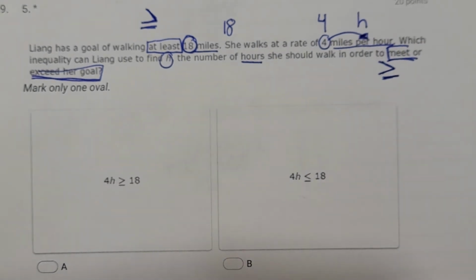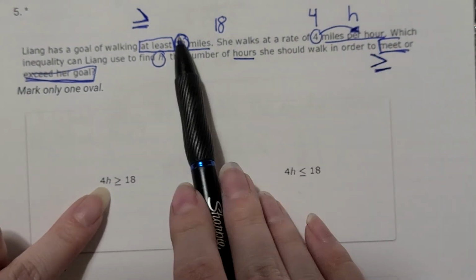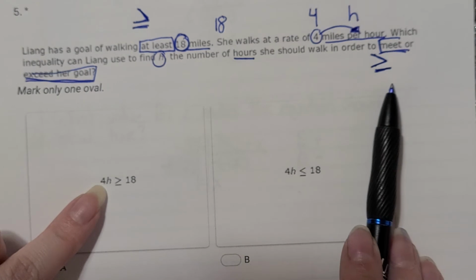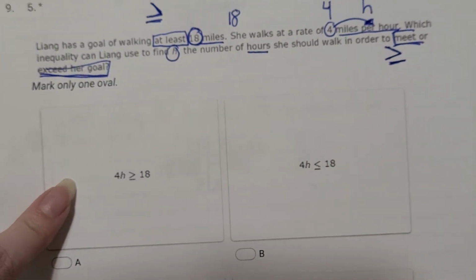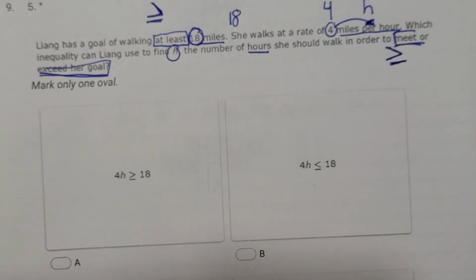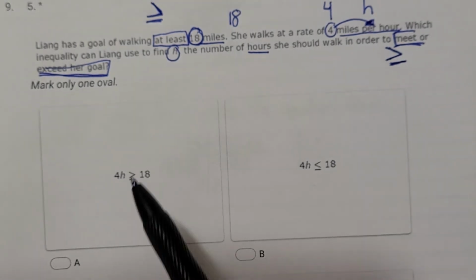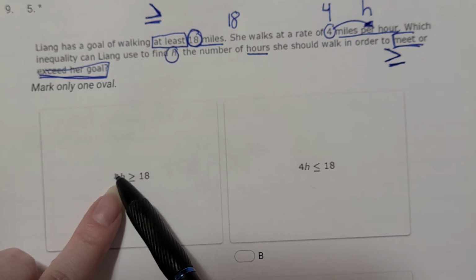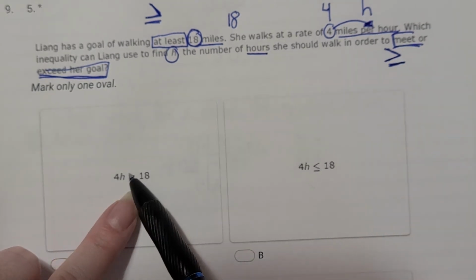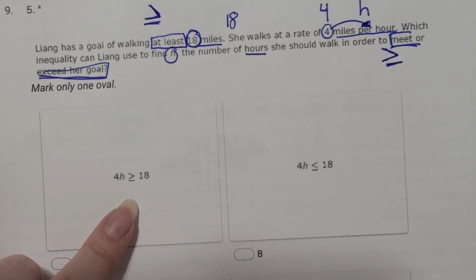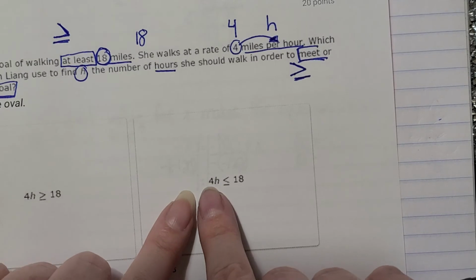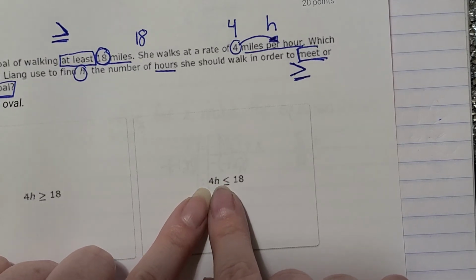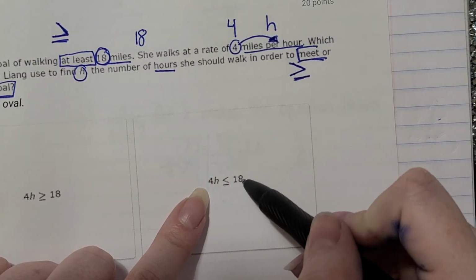They all have your 4, your H, your 18. Make sure you choose one of the ones that matches the signs that we said, and let's decide which one makes the most sense. A: 4 miles per hour times the number of hours she walks needs to be greater than or equal to 18. Does that make sense? Or B: 4 miles per hour times the number of hours she walks needs to be less than or equal to 18.